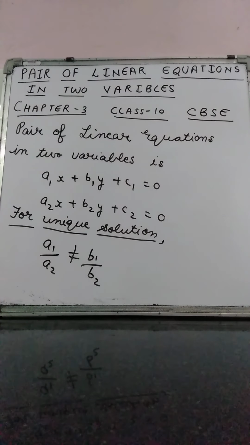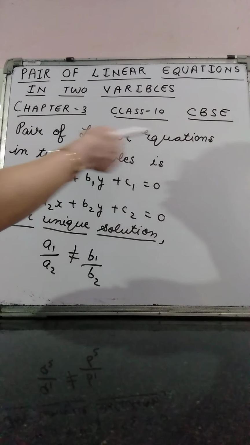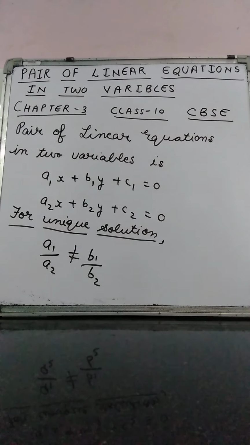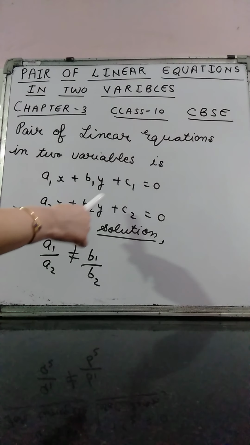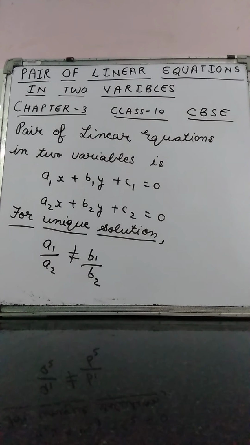This is a video on pair of linear equations in two variables, that is chapter 3 class 10 CBSE board. First of all, the pair of linear equations in two variables is given by a1x plus b1y plus c1, a2x plus b2y plus c2. Now the condition for unique solution is a1 by a2 not equal to b1 by b2, where a1 and a2 are the coefficients of x and b1 and b2 are the coefficients of y.